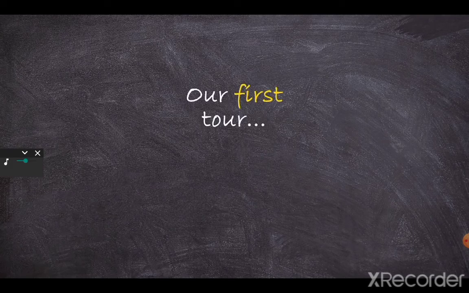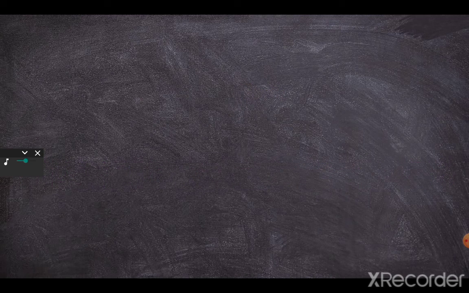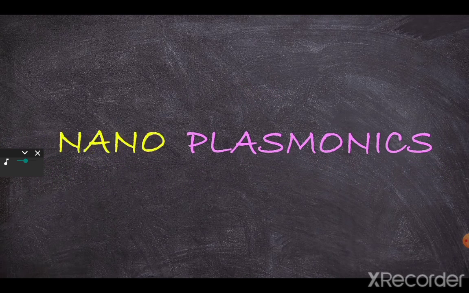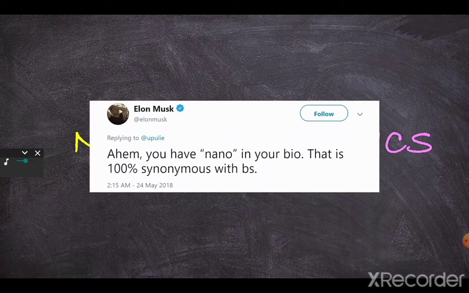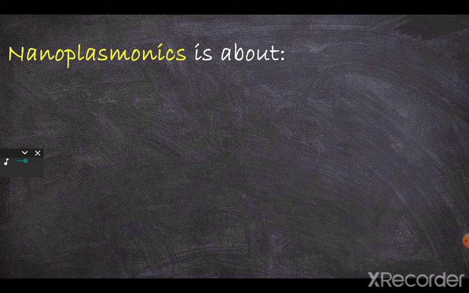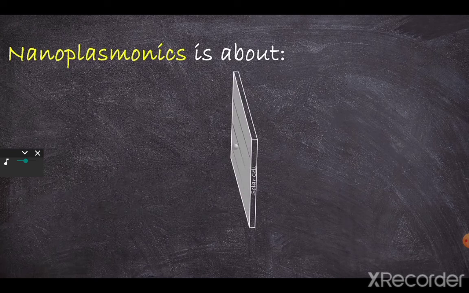First up, let's take a look at the field of nanoplasmonics. Now, whenever you throw the term nano in front of a word, half of people are going to be very excited about it, and the other half are going to pull an Elon Musk and roll their eyes. Well, nanoplasmonics as a field is about using teeny metallic particles, like little spheres of gold or copper, to dramatically enhance the interaction between light and matter.